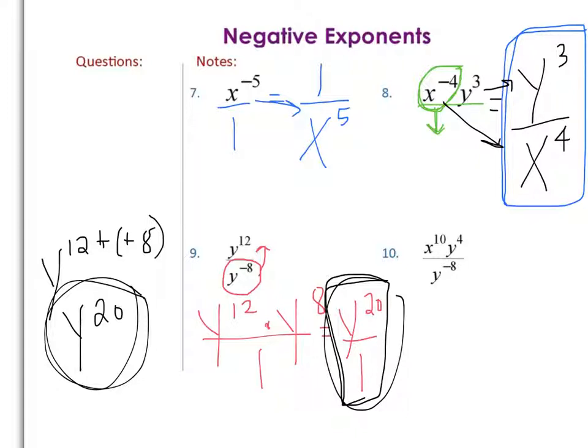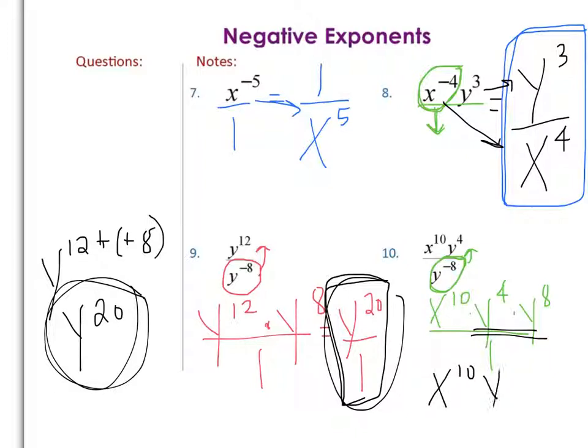Number 10, the last one, this piece down here, y to the negative 8th, the exponent's negative, so I bring it to the top, and I get x to the 10th, y to the 4th, times y to the 8th, all over 1. Multiply like bases, you add these exponents, and you get x to the 10th, y to the 12th. And that's your final answer.